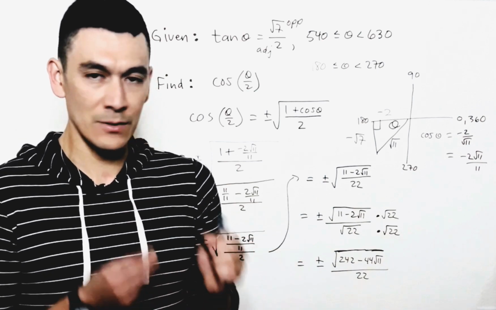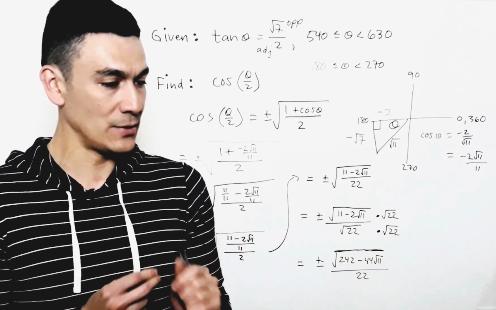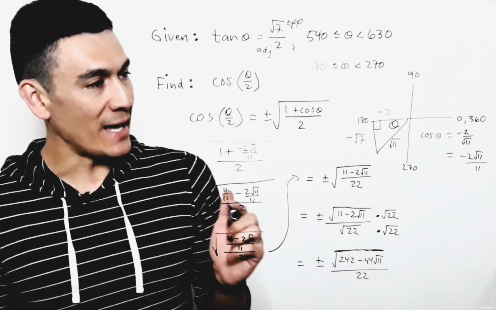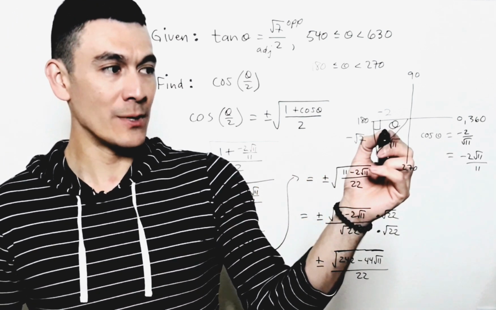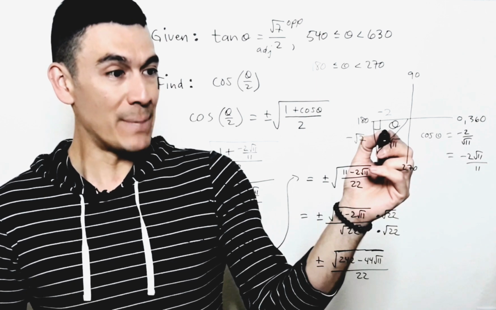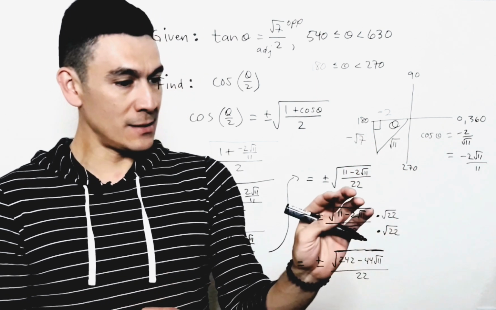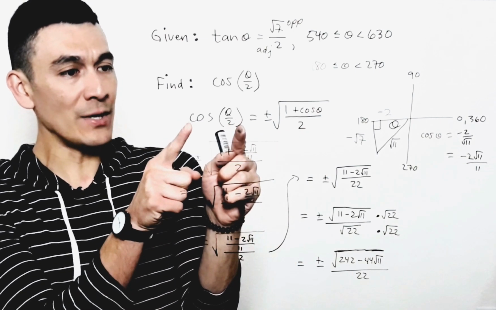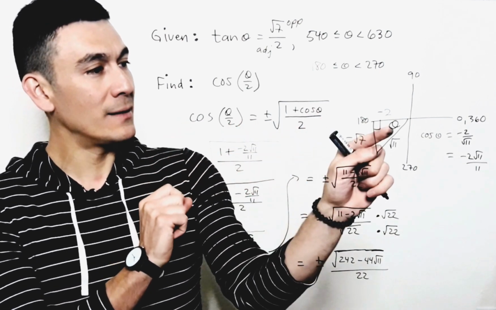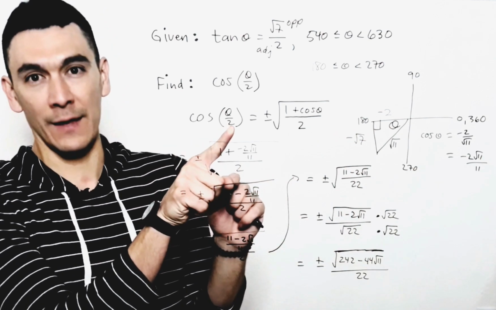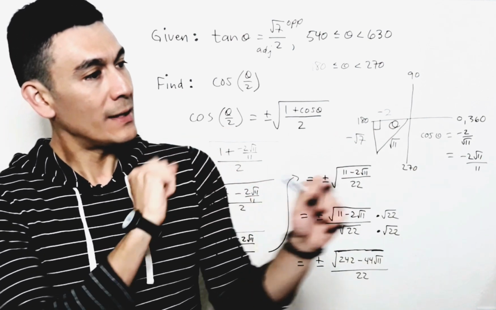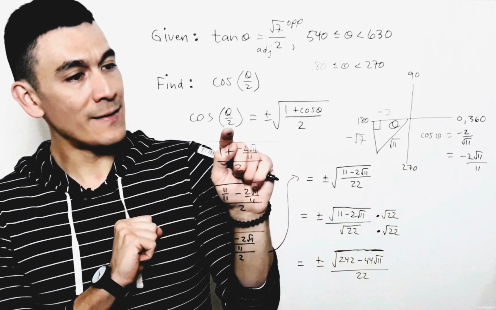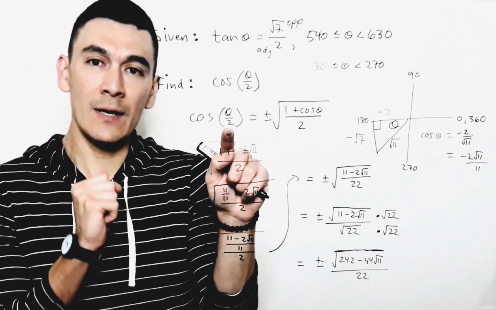But now, the heart of the matter is, is it positive or is it negative? Well, we understand that theta is in quadrant 3, but the original expression is not located at theta. It is located at half of theta, theta over 2. So if theta is in quadrant 3, what quadrant would theta over 2 be in?